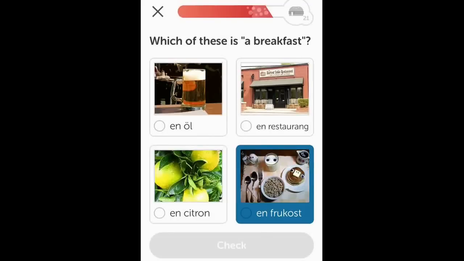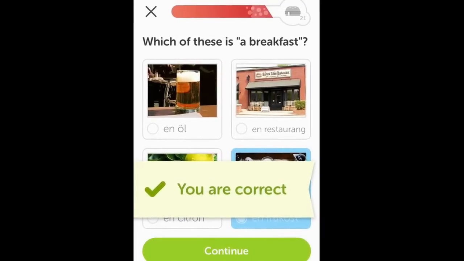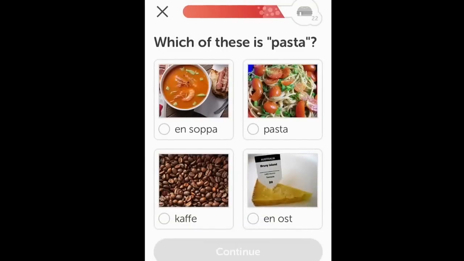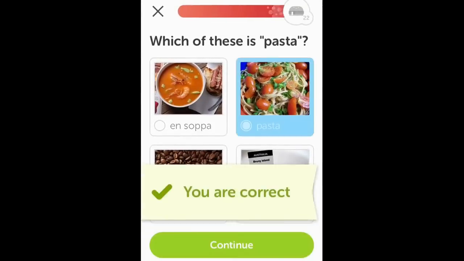This is breakfast. Okay, which one of these is pasta? Pasta.